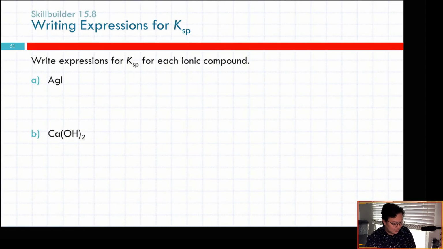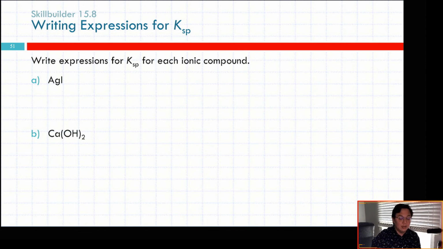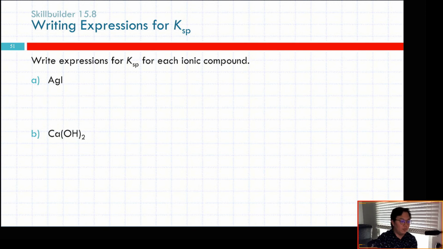But we can calculate exactly how much is present for each of these based on those KSPs. So you could calculate for copper sulfide, even though it's incredibly insoluble, exactly how much of it would solubilize. So let's write KSP expressions for each of these. We have silver iodide. I'm just going to write it right off of that. We're going to break this down into its ions: Ag plus and I minus. These are both aqueous.